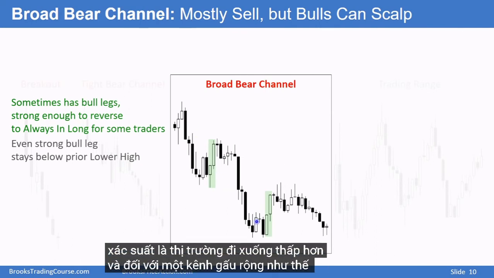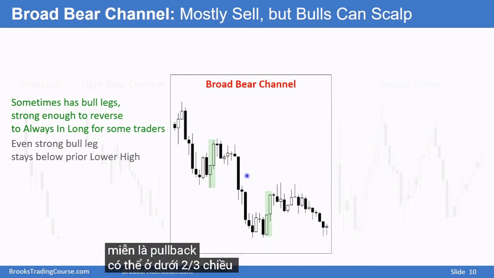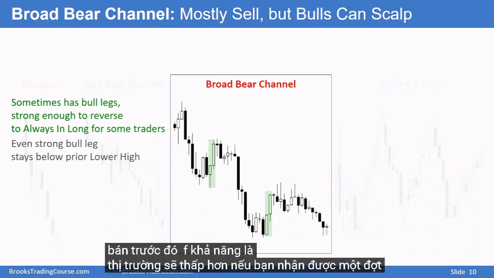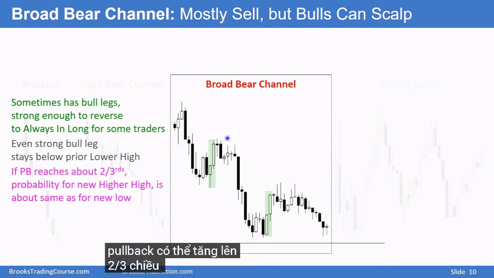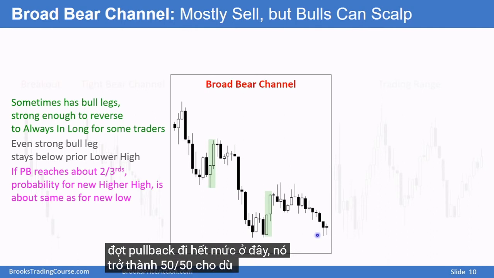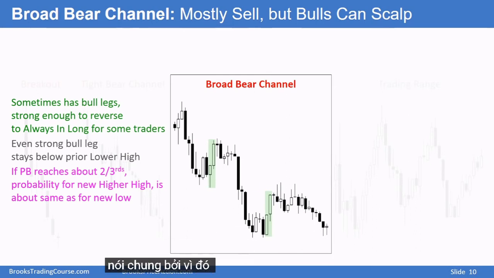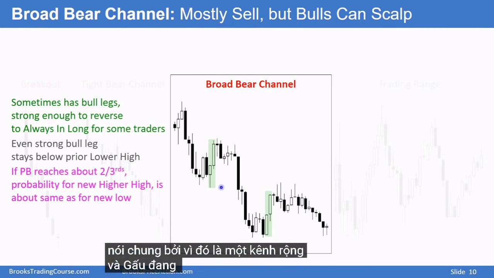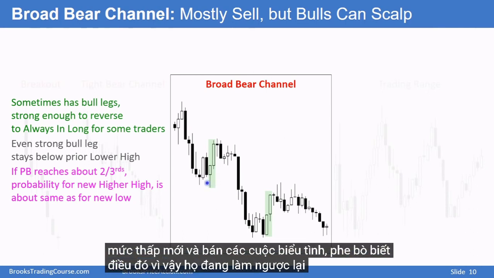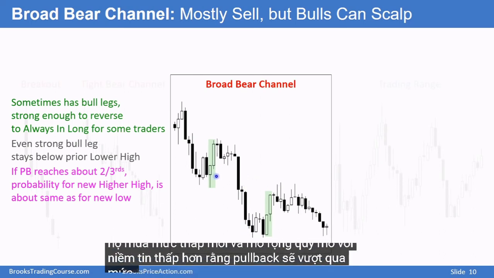And for a broad bear channel like this, as long as a pullback stays below maybe 2/3 of the height of the prior sell-off, the probability is the market's going lower. If you get a pullback that goes up maybe 2/3 of the height of the prior sell-off, if the pullback goes all the way up here, it becomes 50-50 whether or not it's going to go lower or go higher. In general, because it's a broad channel and the bears are taking profits at new lows and selling rallies, the bulls know that, so they're doing the opposite. They're buying new lows and scaling in lower, confident that pullbacks will go above breakout points.